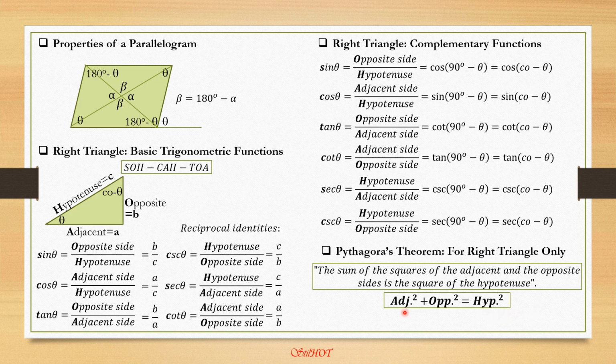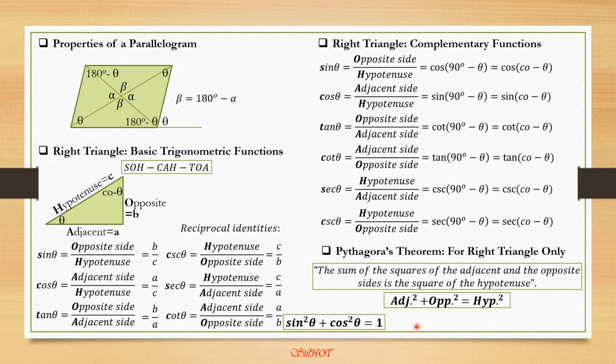So if we divide everything by hypotenuse squared, then the right side becomes 1. And remember that adjacent side over hypotenuse is equal to cosine of theta. Since this is squared, we have cosine squared theta. Opposite over hypotenuse is sine of theta, and this is squared, so sine squared theta. Then this becomes 1 because we divide everything by hypotenuse squared. So the fundamental trigonometric identities are the following. We have cosine squared theta plus sine squared theta equals 1, or sine squared theta plus cosine squared theta equals 1.